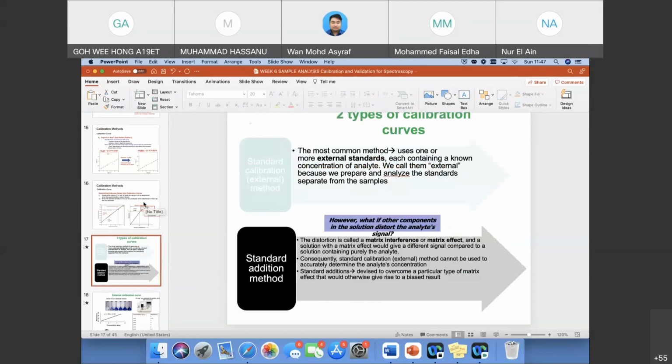Okay, up until this point, do you guys understand about the calibration curve? Okay, all right.